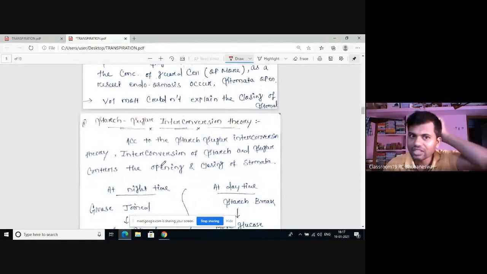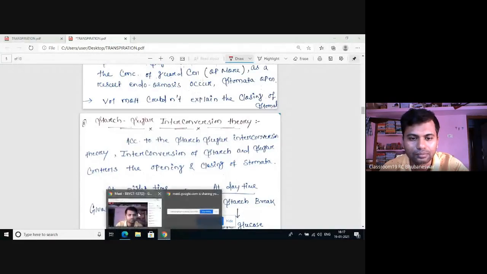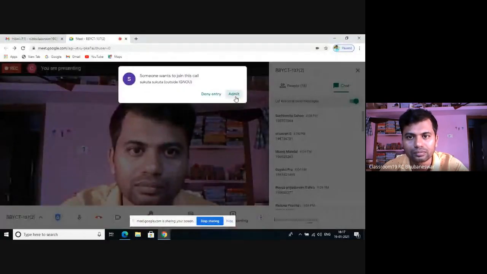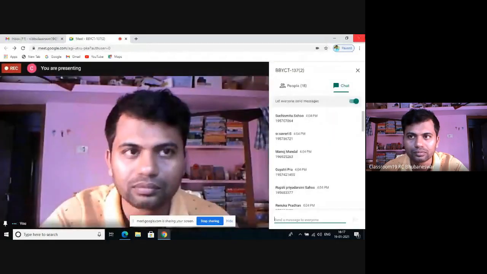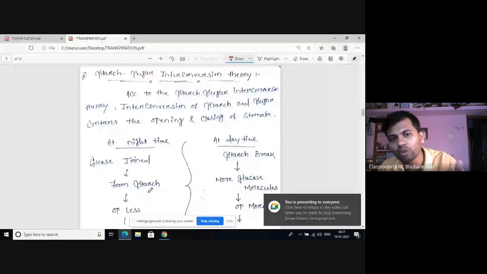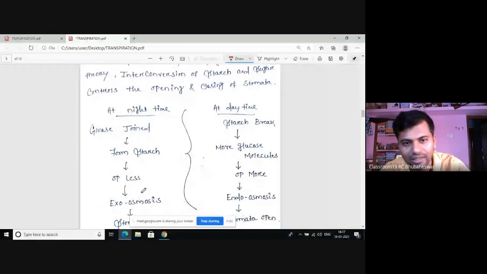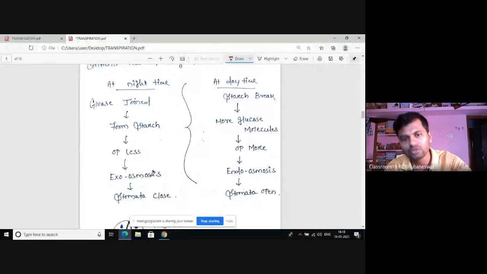Next is the starch sugar interconversion hypothesis or theory. According to this hypothesis, during the daytime the starch is converted into sugar. When the starch is converted into sugar, the OP of the guard cell increases, so stomata become open. During the night time, sugar is converted into starch, so the OP of the guard cell decreases, water comes out or exosmosis occurs, so stomata become closed.